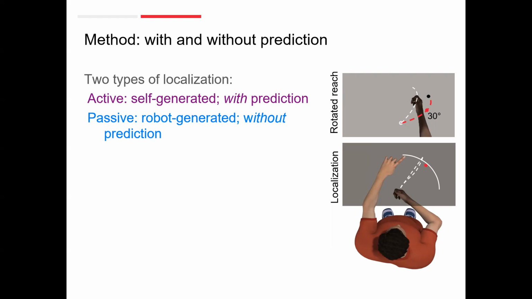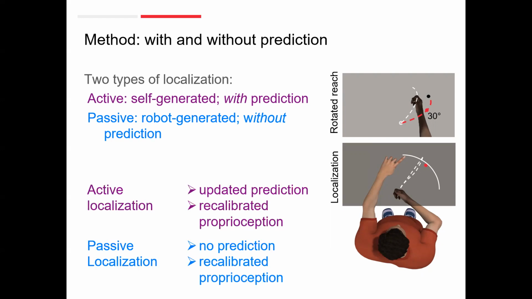And so in this case, any prediction should be minimal, given that they're not volitional movements, they're just getting their hand dragged out. Of course, what we're interested in seeing is how training with this altered visual feedback of the hand affects these estimates. If we see changes in active localization, they should reflect an update in the prediction, as well as recalibrated proprioception. But in the passive localization, any changes should only reflect the recalibrated proprioception. And of course, we're only looking at changes because we also collect these estimates prior to training. So we have a baseline estimate and we're looking at changes.